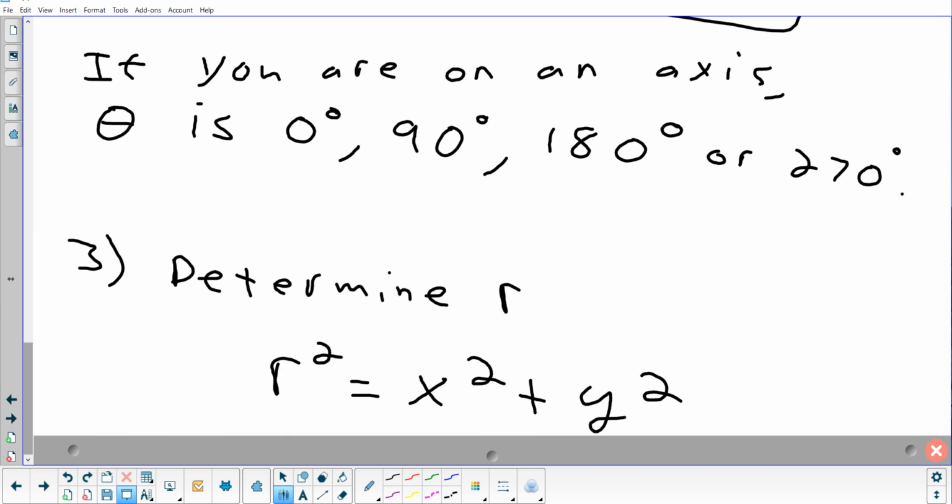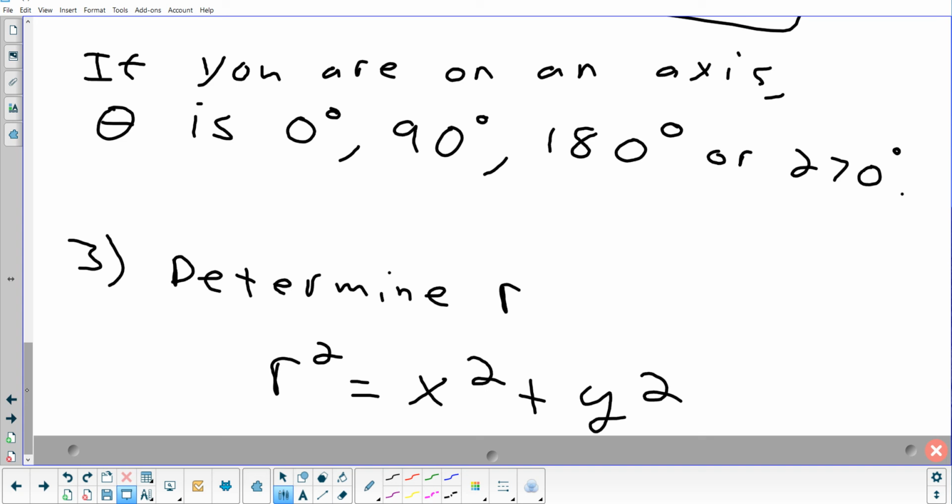And once you have your angle, or you could do this first if you want, it doesn't matter. You also need the radius, and that's just Pythagorean Theorem. X squared plus y squared equals r squared. All right, so let's try an example of converting to polar.